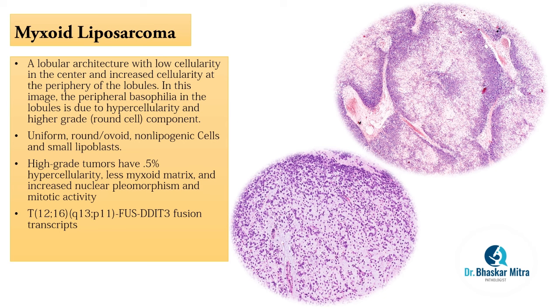There may be a higher grade component of these round cells. There are uniform round to ovoid non-lipogenic cells and small lipoblasts in places. These high-grade tumors have hypercellular areas with the presence of a prominent myxoid matrix. The typical fusion transcript we see in this case is the translocation t(12;16), FUS-DDIT3 fusion among these cells.